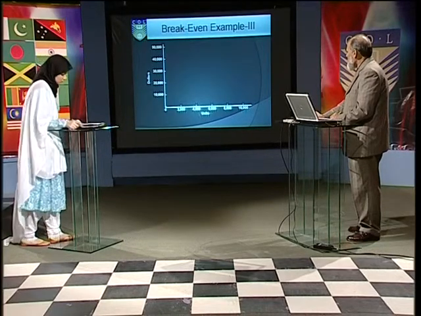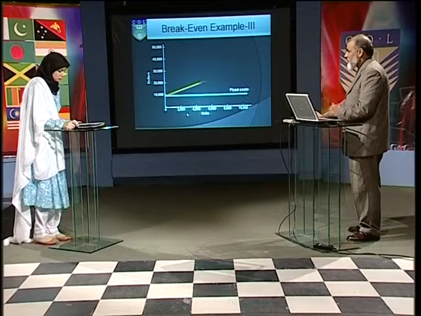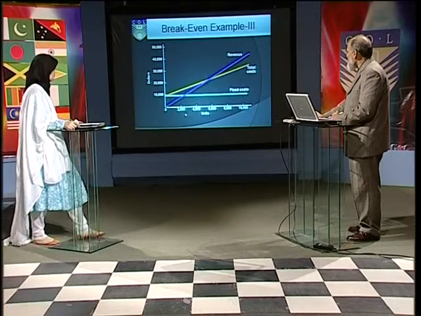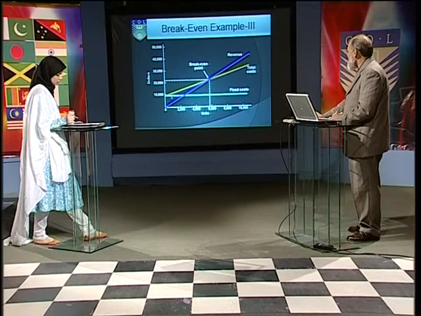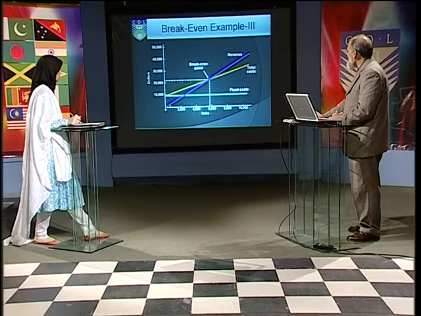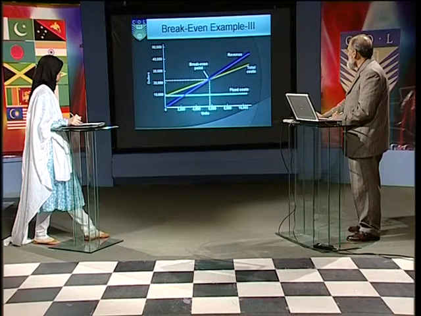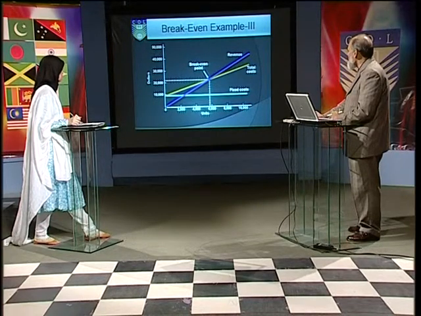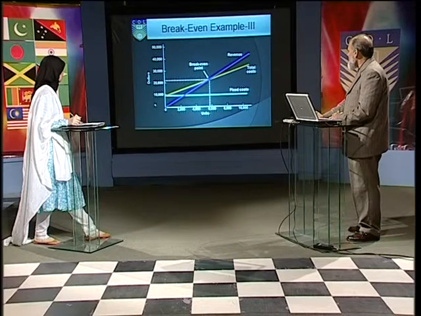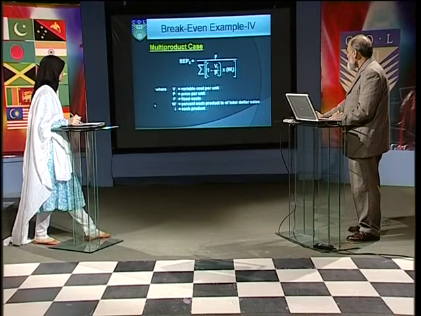Now, we plot the same example which I discussed here in this diagram. We see our fixed costs are here, 10,000. Our revenue line is here. Our total cost line is here. And they meet at approximately 22,000 here and 5,700 here. This is the graphical description of the break-even example.